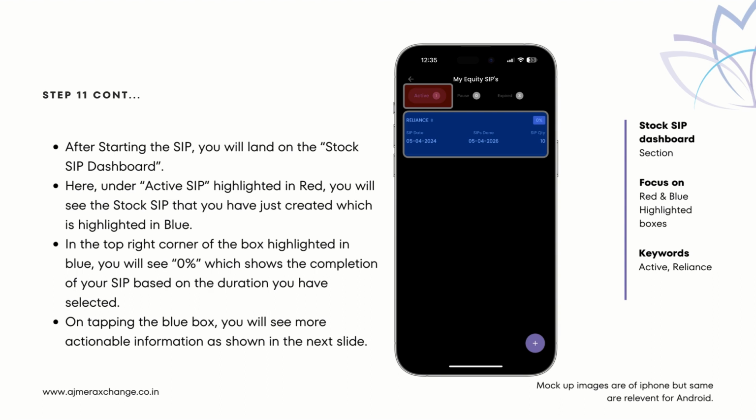Step 11 continued. After starting the SIP, you will land on the Stock SIP dashboard. Here, under Active SIP, highlighted in red, you will see the stock SIP that you have just created, which is highlighted in blue. In the top right corner of the box highlighted in blue, you will see 0%, which shows the completion of your SIP based on the duration you have selected. On tapping the blue box, you will see more actionable information as shown in the next slide.